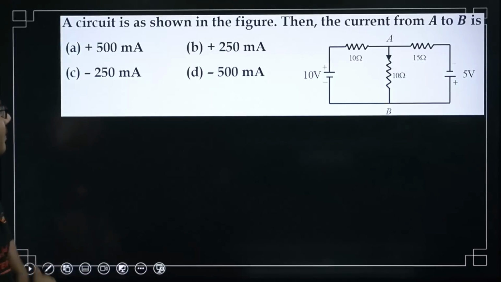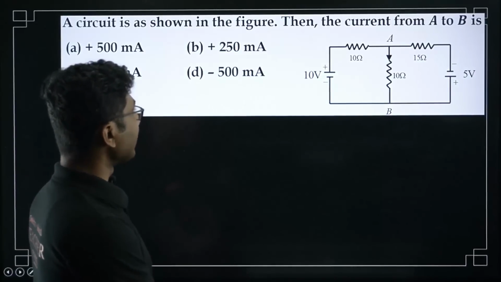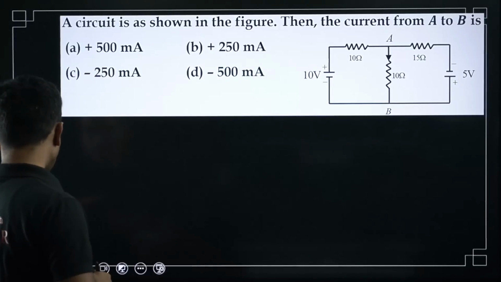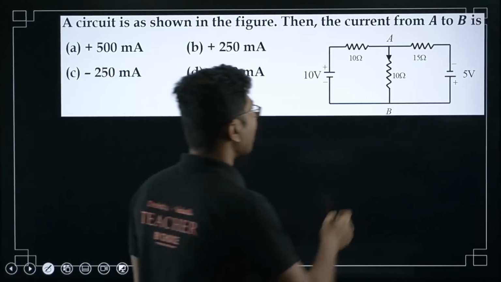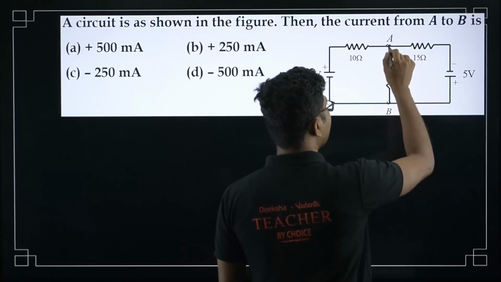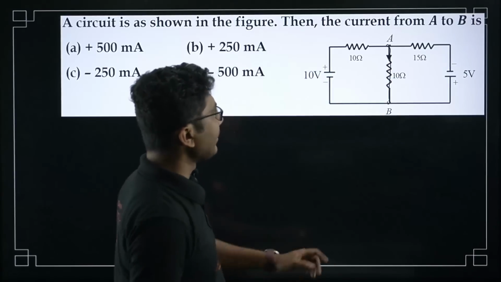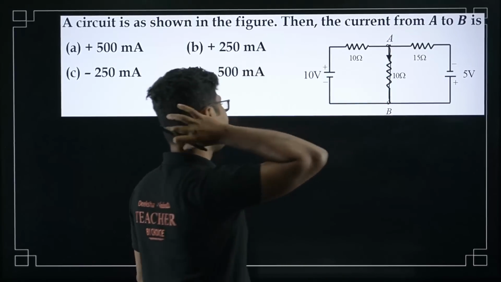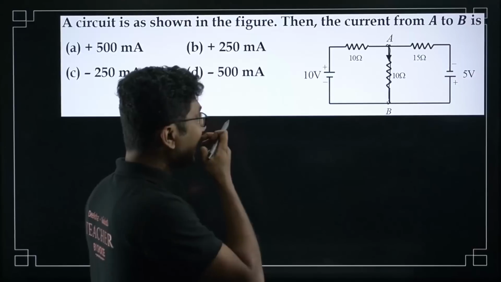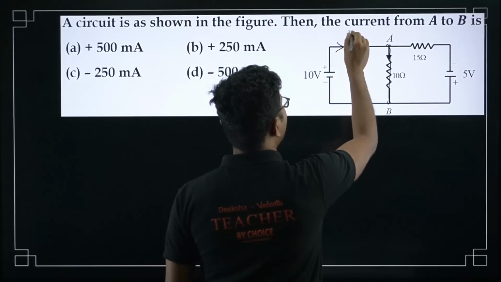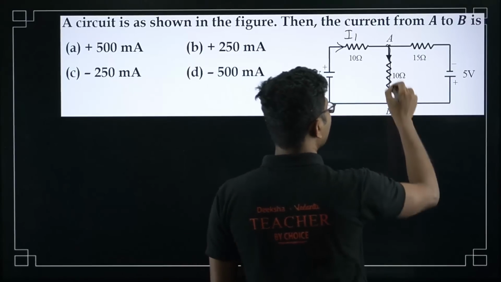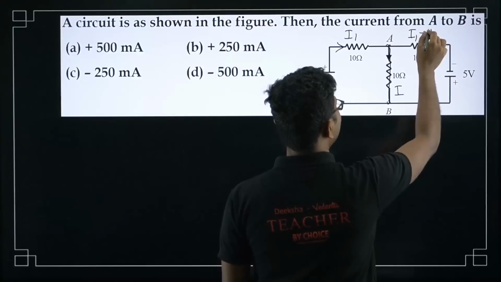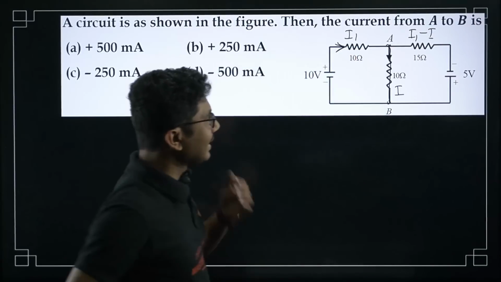Now, next. A circuit is as shown in the figure, then the current from A to B is? So here we have a circuit diagram, and they ask you to find the current from A to B. So current in this branch. Okay, and here we have two batteries like this and like this. So first what we have to do, we have to say this current is I1. Okay, current through this is I, and this current will be I1 minus I.